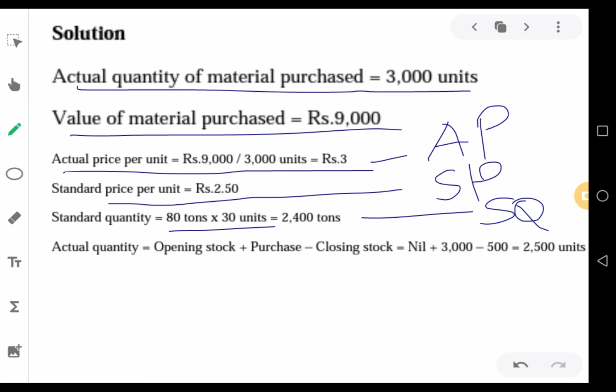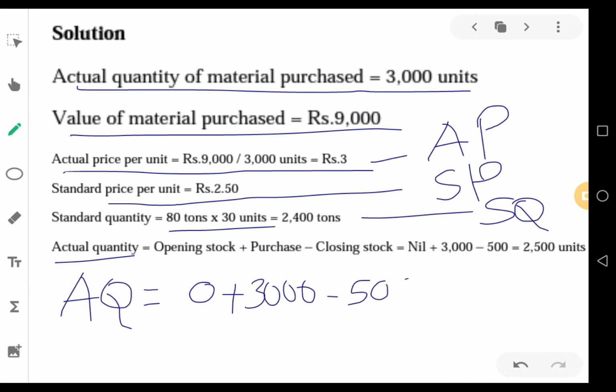And for the calculation of actual quantity, you should be taking opening stock, but we don't have any opening stock in the problem. To that opening stock you have to add purchases. 3000 units has been purchased, so 0 plus 3000 minus closing stock of materials, which is given in the question, that is 500 tons. Therefore 3000 minus 500, that should be 2500 units, the actual quantity.